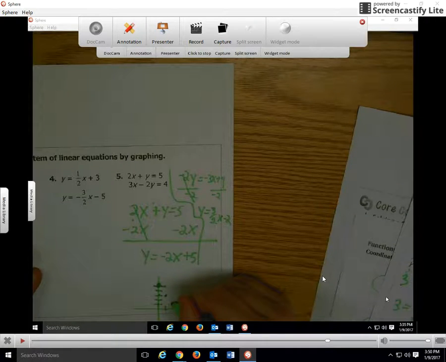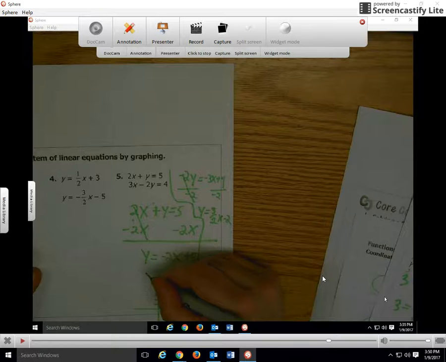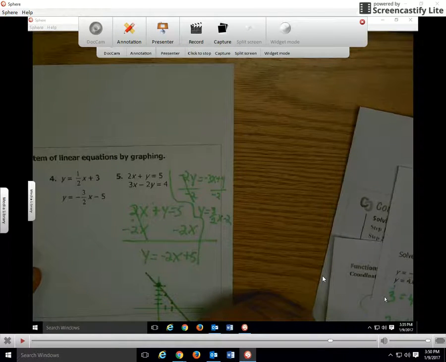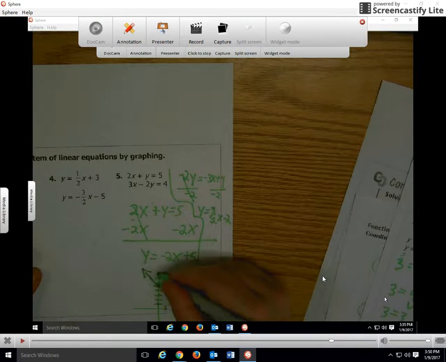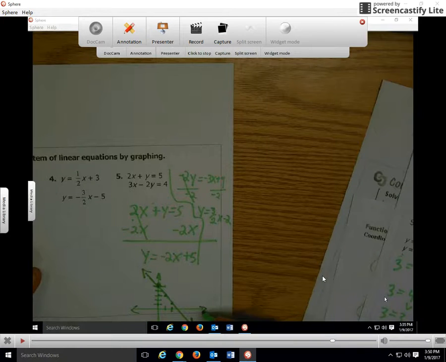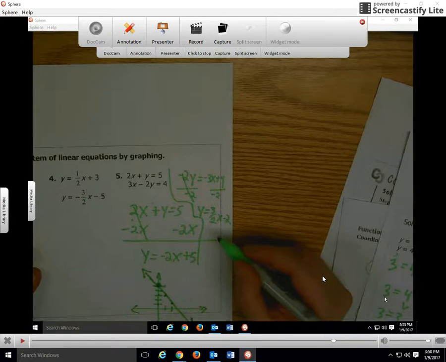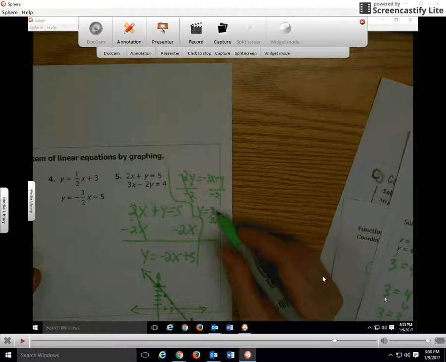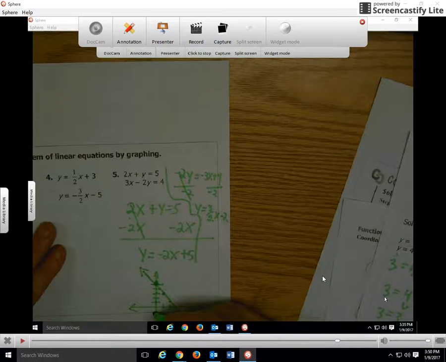Let's do the second one here. y equals 3/2 x minus 2. So we'll start at negative 2. Then we'll rise 3 and we'll run 2. Oh, we might have already found it. Rise 3 over 2.